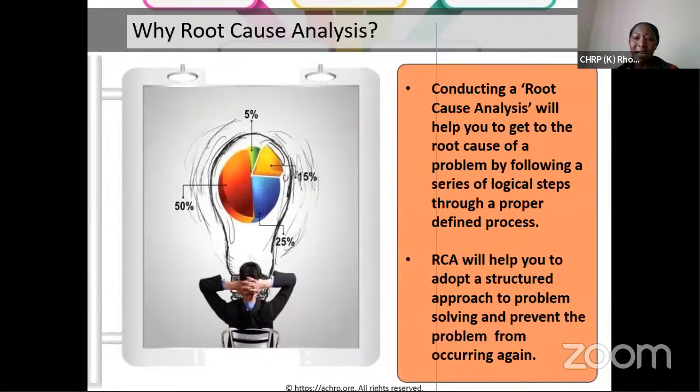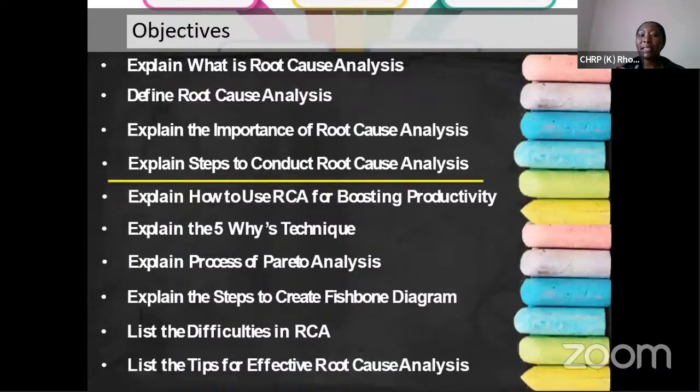Then we say, finally, that conducting a root cause analysis will help you get into the root cause of the problem by following a series of logical steps. We say it is systematic through a properly defined process. Then we say it helps you to adopt a structured approach to problem solving and prevent the problem from occurring again. That is the essence.